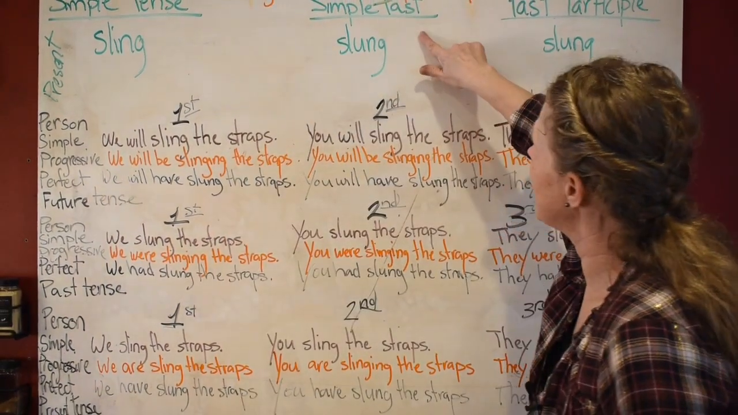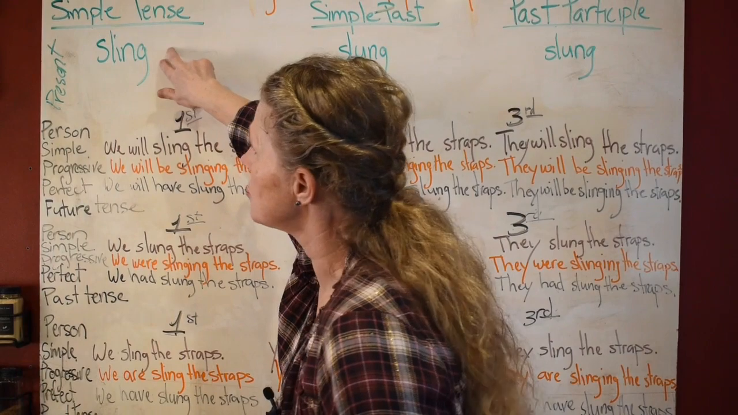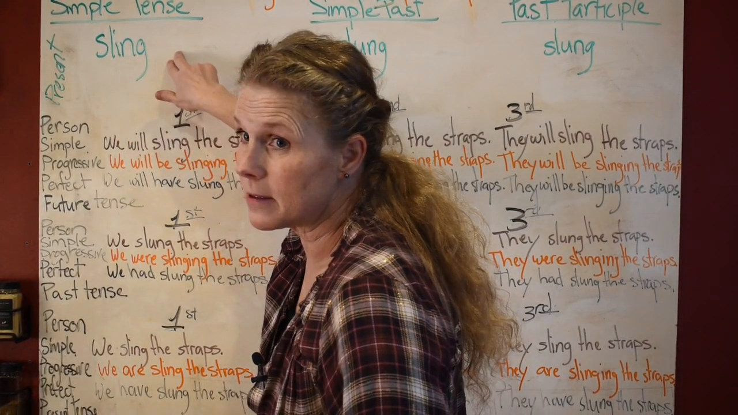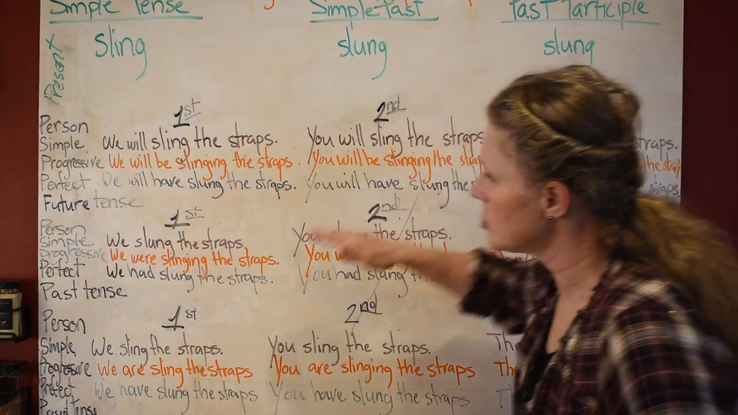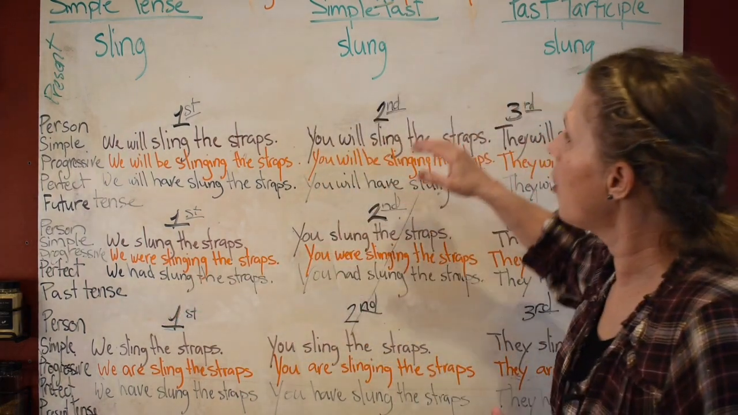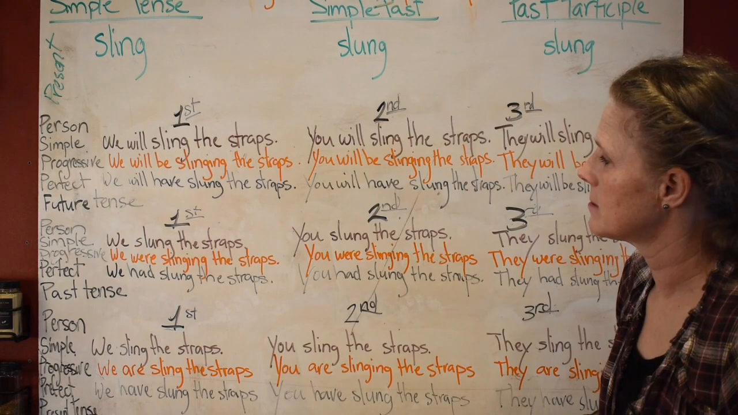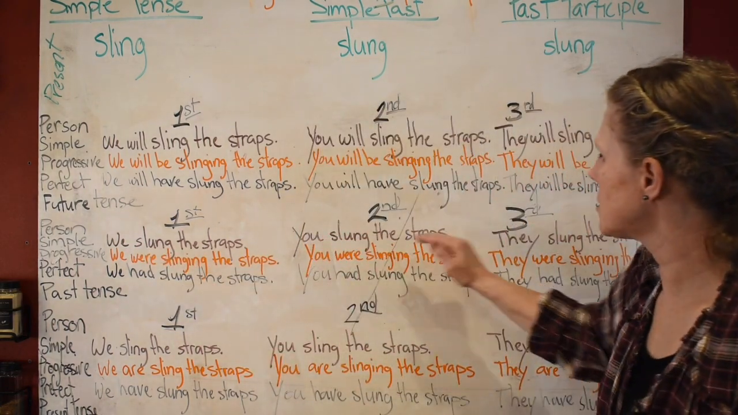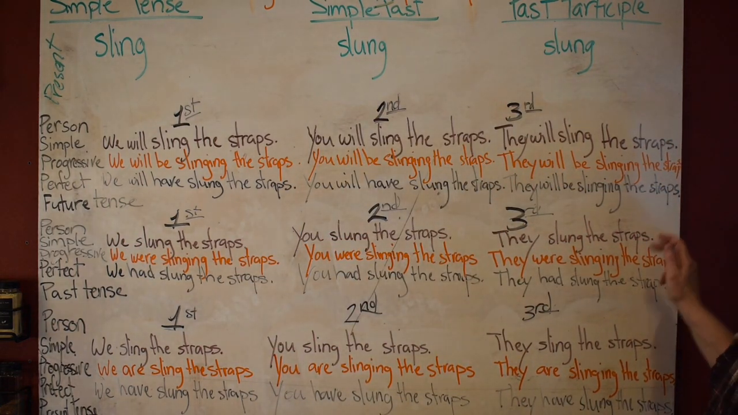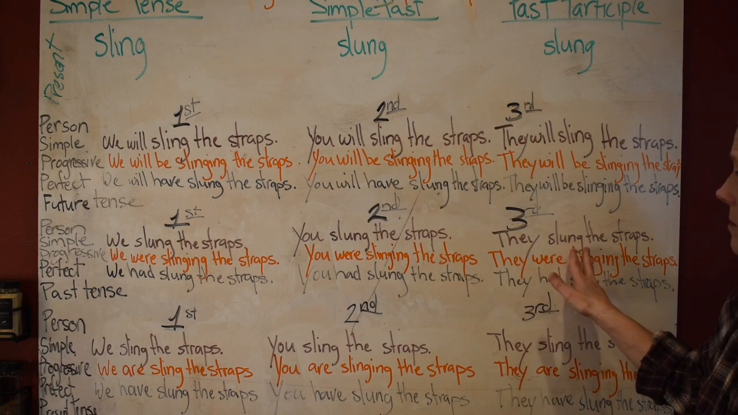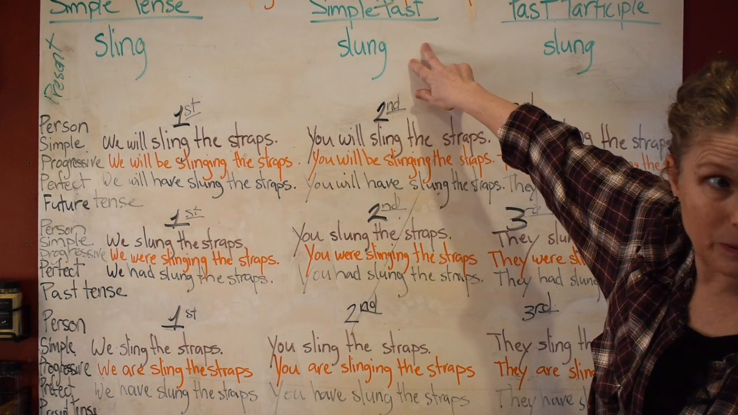Simple past, past tense. You're not going to use this, this is present tense. So as soon as you hit past tense, you know that you're going to need to be using this. Okay, so now we go, we slung the straps. It's plural. You slung the straps. They slung the straps. Because it's plural, nothing changes. But you're using the simple past.